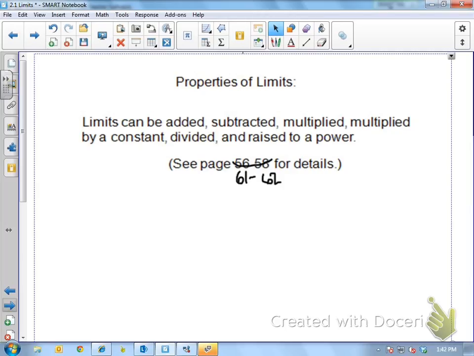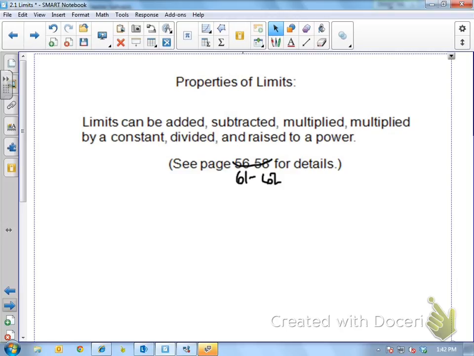So with our limits, the specific properties are on pages 61 and 62. It writes them out in a little more detail. But it's basically saying you can take two limits and you can add them together and still get the same answer. You could take two limits and subtract them and still get the same answer. You could take two limits and multiply them, still get the same answer. You could multiply it by a constant and still get the same answer.